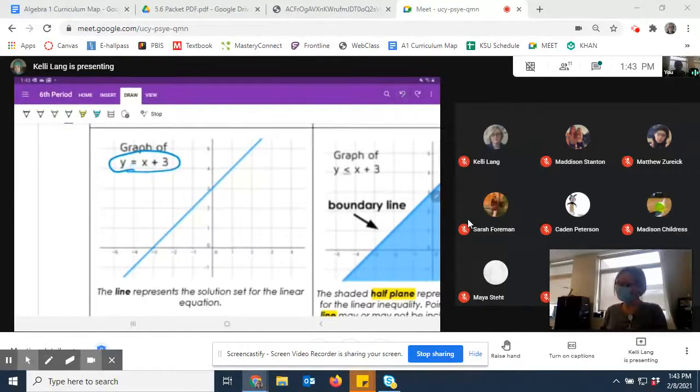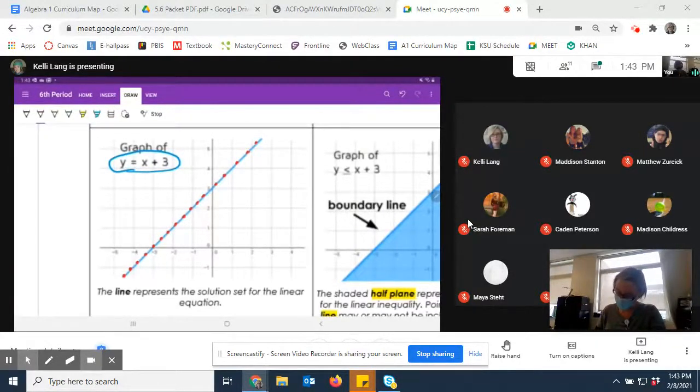You find your m, you find your b, you plot your b on the graph, and then you use your m, your slope, to figure out where your next point is, and you can draw a line. So we know how to draw lines. This line that we drew using y equals x plus 3 is basically a solution set. Every single one of these red dots that I'm drawing along here is a solution to this equation.